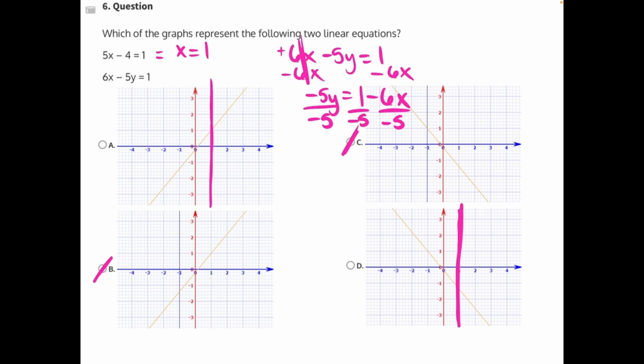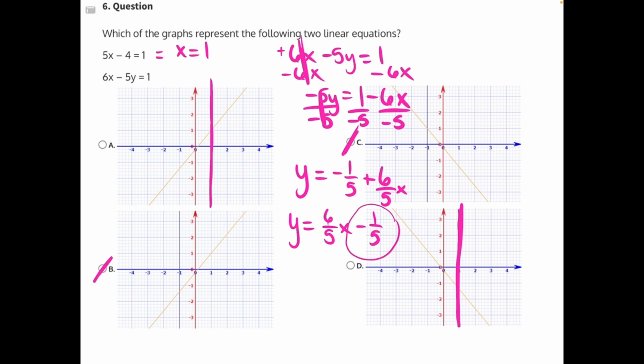So these negative 5's will cancel, leaving us with y equals negative 1/5 plus 6 over 5x. It became a plus because two negatives will cancel each other out and make a positive. And now we can just rearrange this so that our x is first, minus 1/5. So what this tells us is that our y-intercept should be negative.